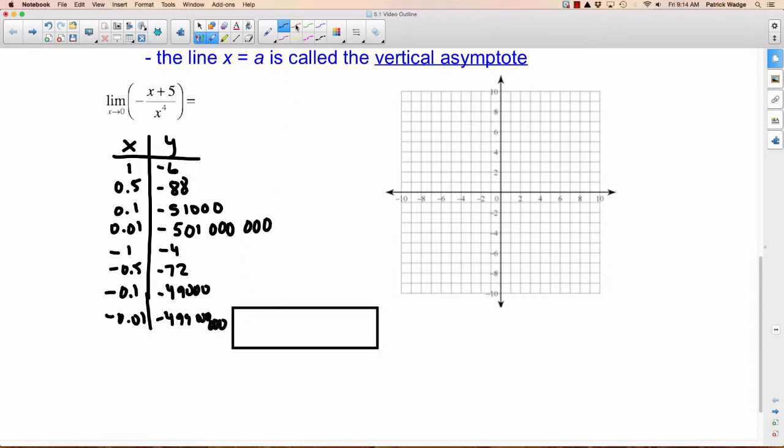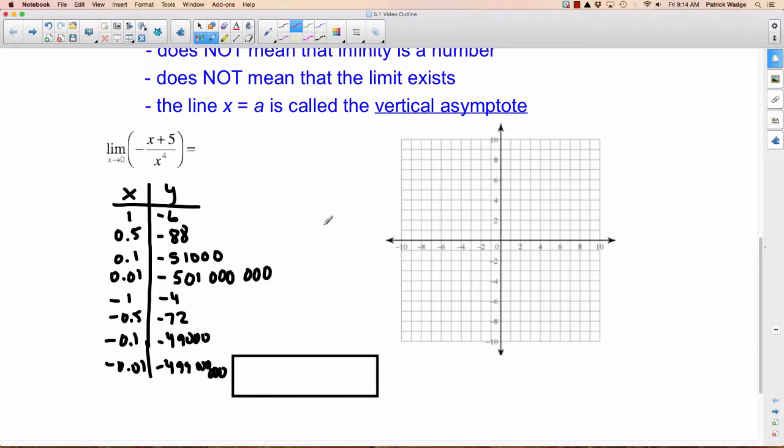Okay, so if we graph this, we have 1, negative 6, we have 0.5, and negative 88. I can't even graph that. So it's getting closer and closer to the y-axis here, and it's coming up.